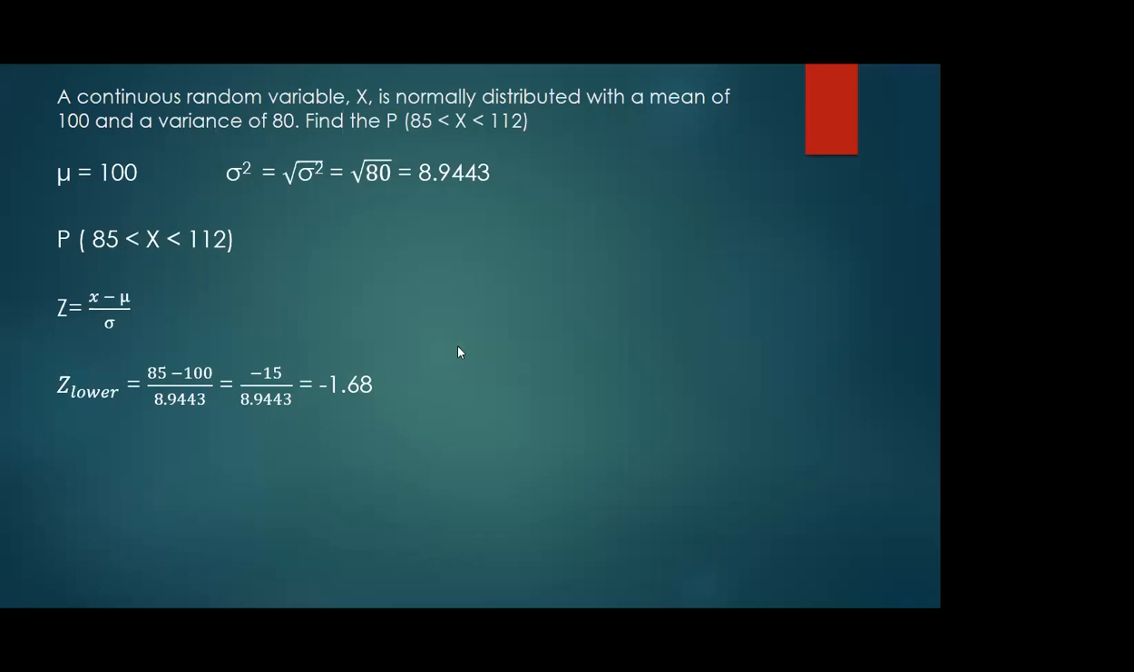Alright, so Z lower is equal to, we're going to substitute our values, which is 85 minus 100 divided by 8.9443, which is 85 minus 100 is negative 15 divided by 8.9443, which is negative 1.68. When we're standardizing our values, that's where we'll always round off to 2 decimal places.